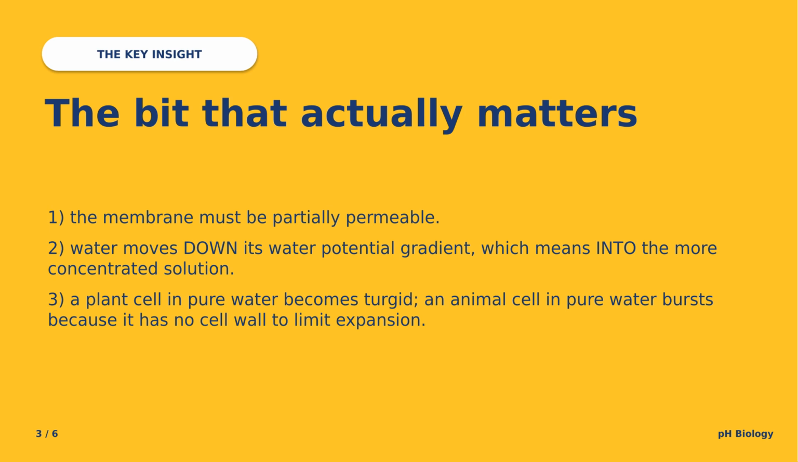Three things. 1. The membrane must be partially permeable. 2. Water moves down its water potential gradient, which means into the more concentrated solution. 3. A plant cell in pure water becomes turgid. An animal cell in pure water bursts because it has no cell wall to limit expansion.